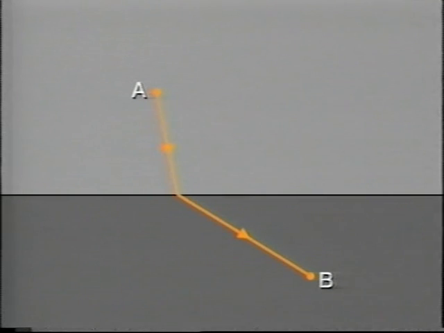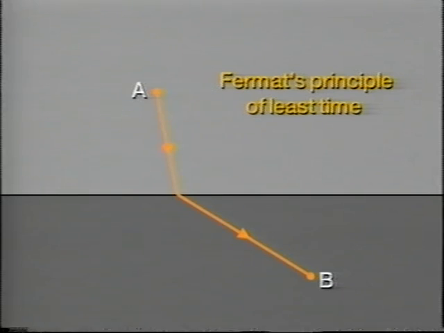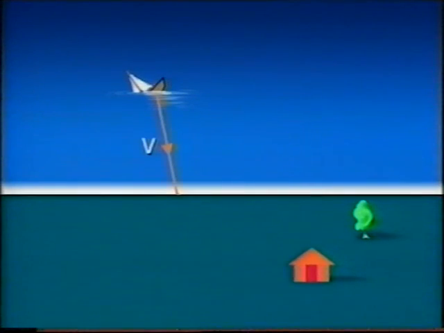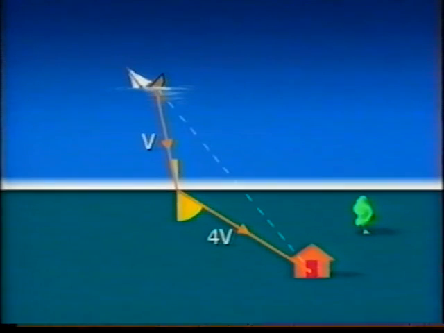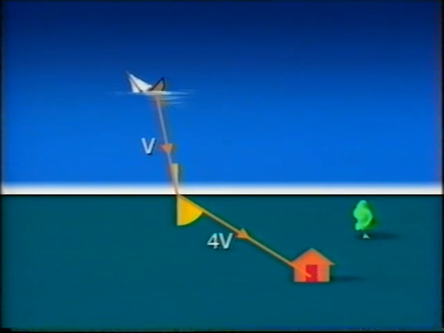Intriguingly, this one path represents the least possible time between the 2 points. Fermat's principle of least time. If we can swim at speed v and run at speed 4v, then the fastest route from A to B is the one for which the sine of this angle is 1/4 the sine of this angle. It is not the shortest route, but it is the fastest route, and rays take the fastest route.